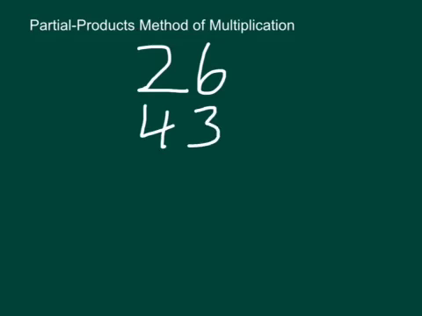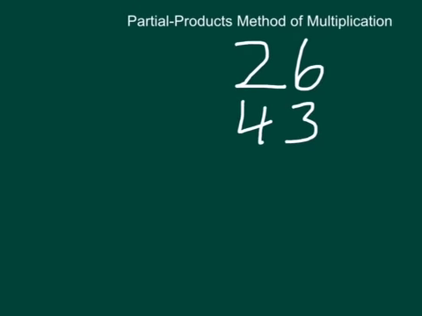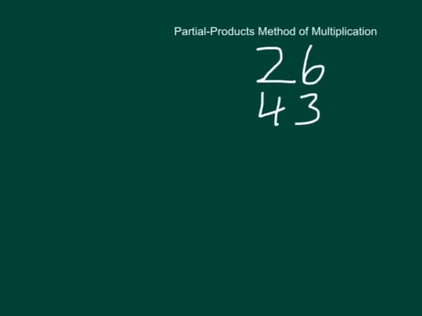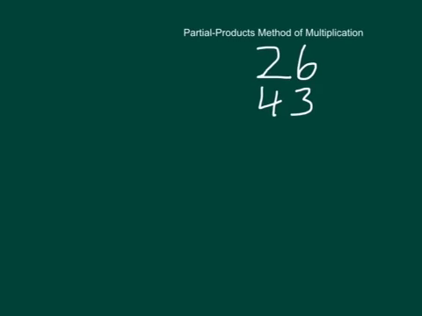Well, today we're going to try a new method of multiplication called partial products. When you set up your partial products, since we have two two-digit numbers, I'm going to set them up as so. Let me give myself some more room. Alrighty, here we go. So I've got 26 and I'm multiplying that by 43.